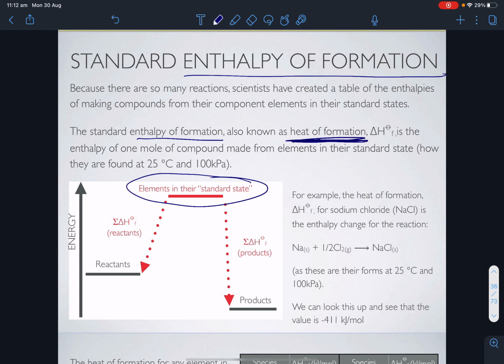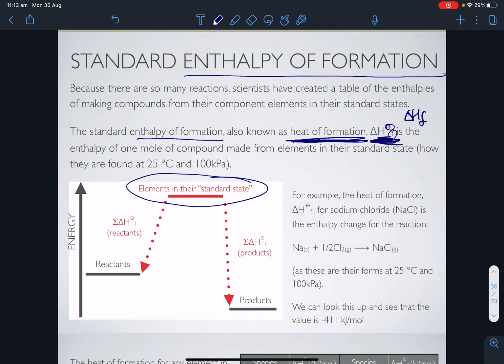Okay, the standard enthalpy of formation, also known as the heat of formation. I use that term more, and more chemists probably use the term heat of formation more. The symbol for that is the enthalpy under standard conditions, which is that circle and line. Sometimes we abbreviate it to leave that out, but the lowercase f there is heat of formation, and I'll use that kind of symbolism. It's the enthalpy of 1 mole of compound made from the component elements in their standard state, how they're found at 25 degrees Celsius and 100 kilopascals.